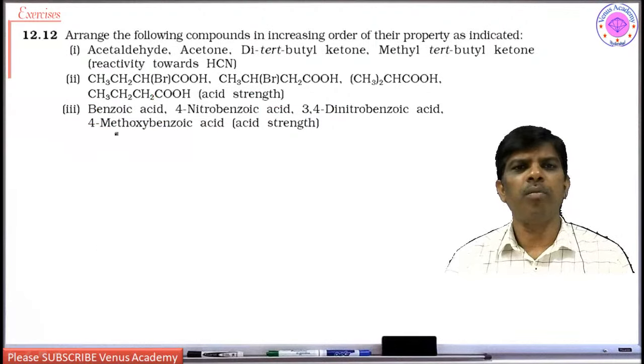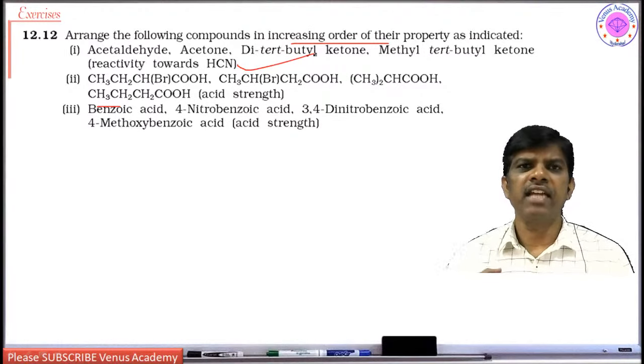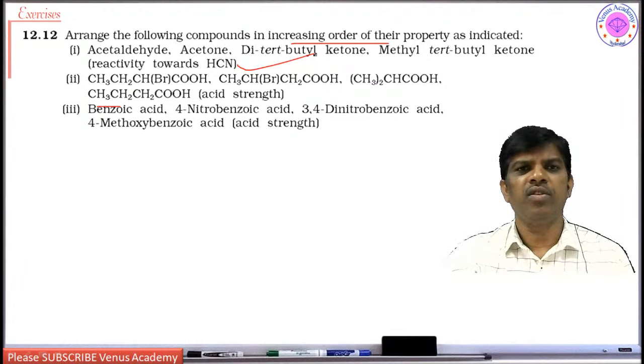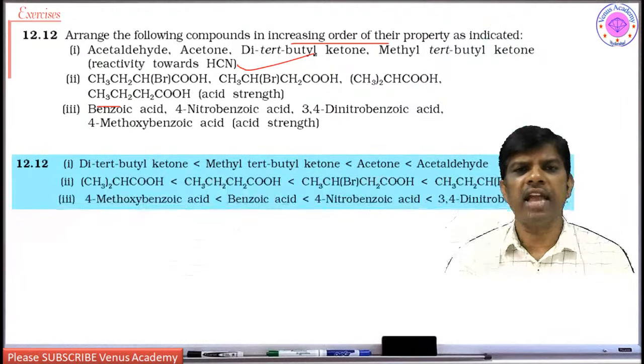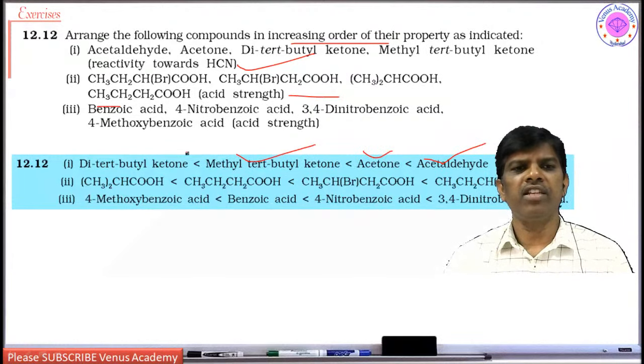Next, arrange the following compounds in increasing order of their property as indicated. Acetaldehyde, acetone, ditertiary ketone, methyl tertiary ketone, reactivity towards hydrogen cyanide. During the first slide, what I said, aldehydes react very fast with hydrogen cyanide. So acetone is a ketone, ditertiary is a ketone, and methyl tertiary is a ketone. So which is going to react very easily? Acetaldehyde, because aldehydes easily allow approach of this hydrogen cyanide, followed by acetone, followed by methyl tertiary, followed by ditertiary ketone, right?